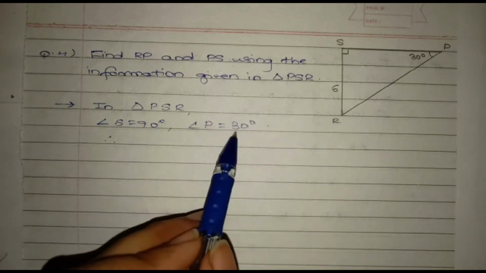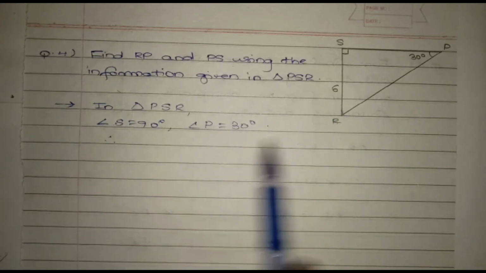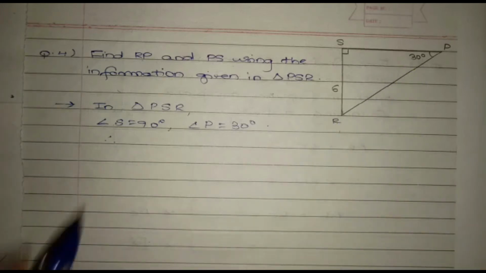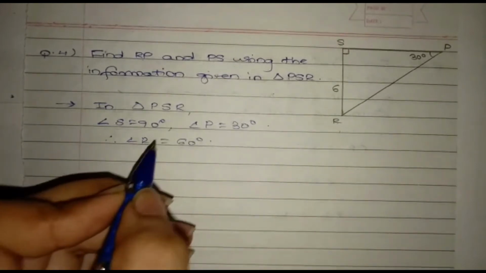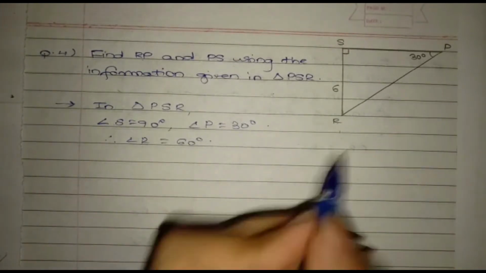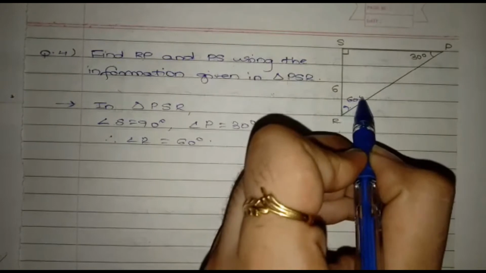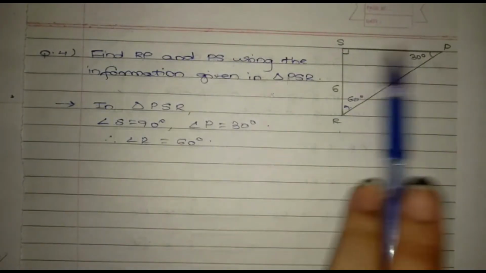So angle Q is 90, angle S is 90 and angle P is 30. Therefore angle R is equal to 60 degrees. Now we can see this is 60 degrees. Okay, so this is a 30-60-90 degree triangle.